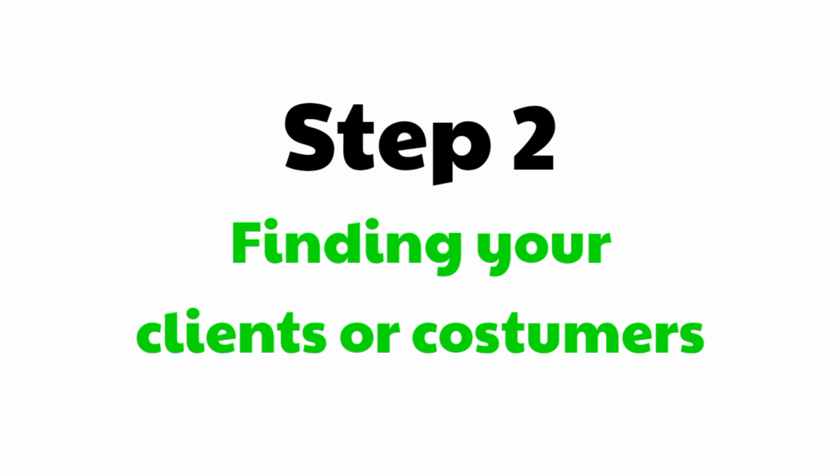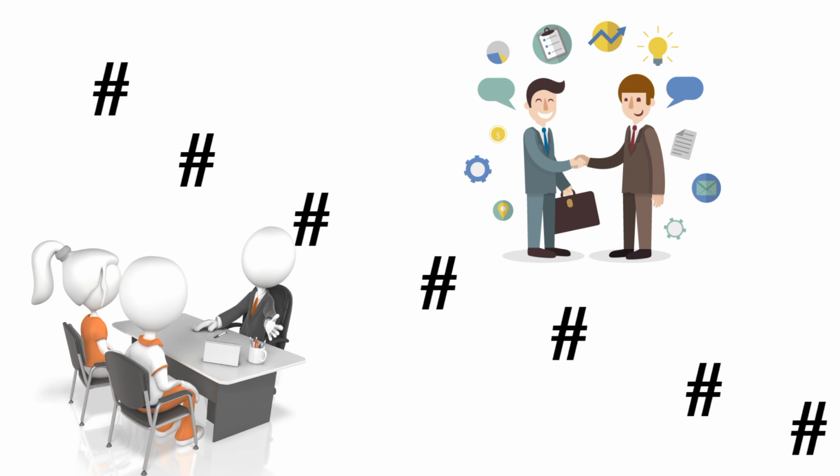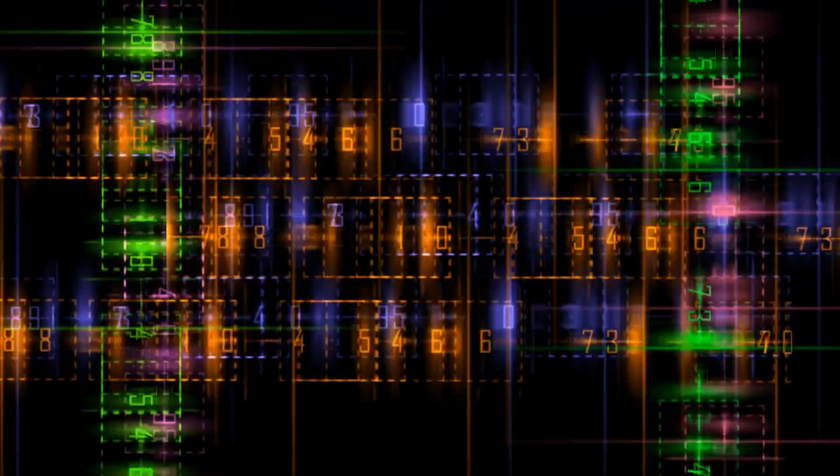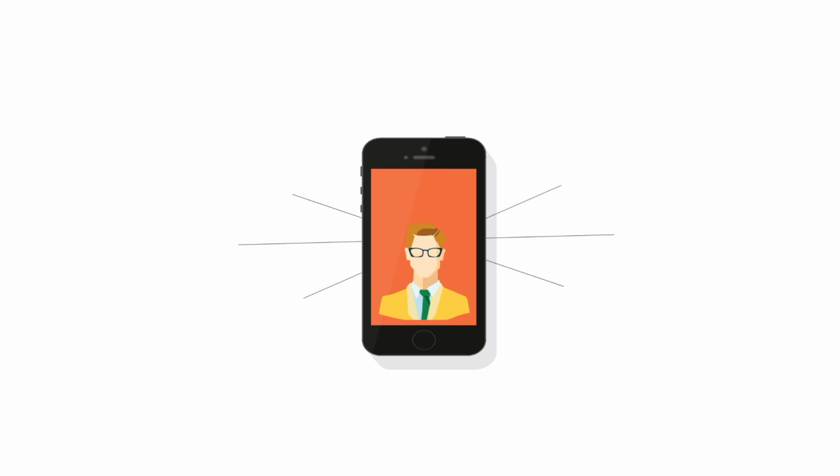Step 2. Finding your clients or customers. Hands down, the fastest way to revive your dead or dying account is to make the first move. Hashtags are the perfect way to engage with where your ideal clients or customers hang out regularly. They help contain segments of your larger niche or community, giving you a quick and convenient way to say hello and connect.